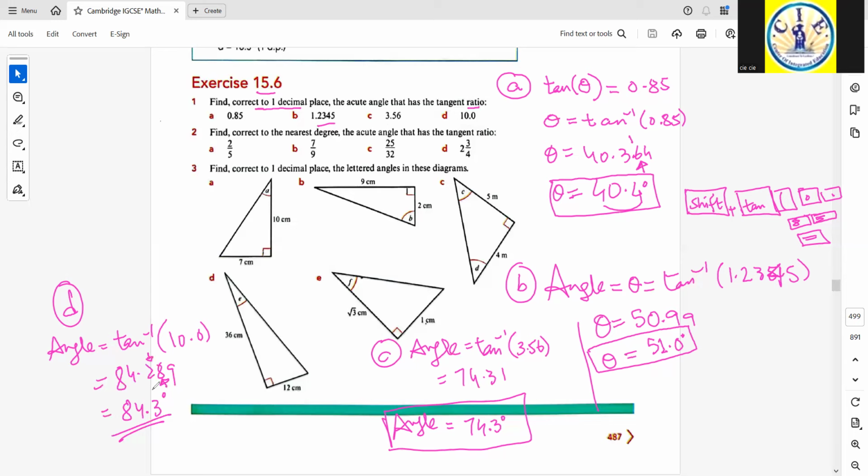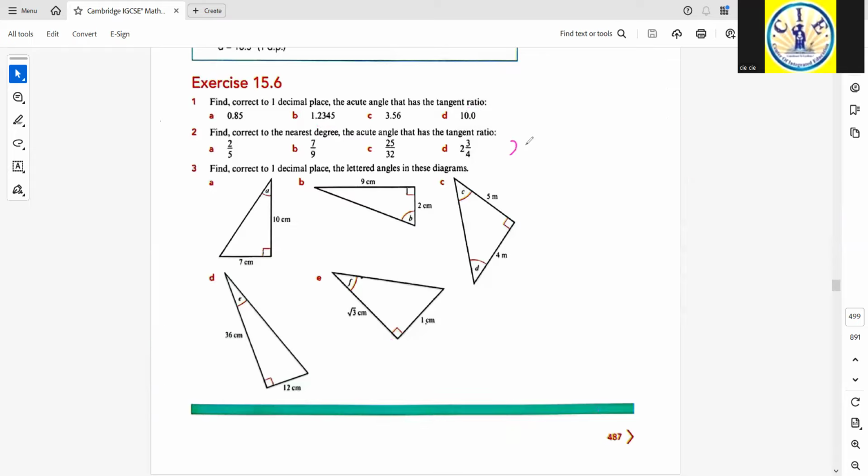Okay, then it is question number 2, part A. Find correct to the nearest degree the acute angle that has the tangent ratio this. So tangent of an angle theta is given to be 2 by 5. So angle is going to be tangent inverse of 2 by 5.